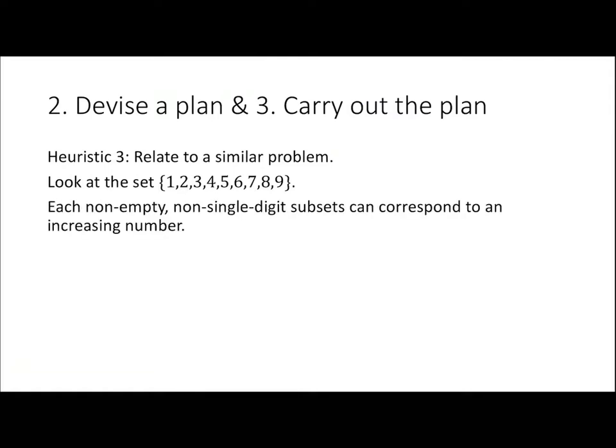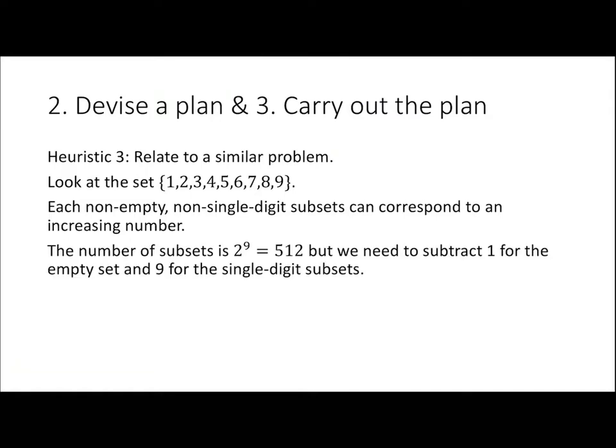If you looked this up online, so you used your outside resources, this is likely the way you saw to solve it. This is the way I did in my video, so if you look at that set, every non-empty, non-single digit subset is an increasing number, or can be written as an increasing number. There are 2 to the 9th, 512 subsets, minus 1 for the empty set, minus 9 for the single digit subsets, gives me 502.